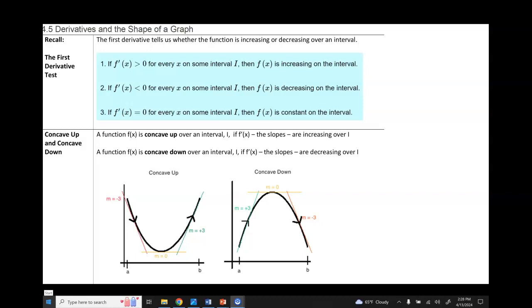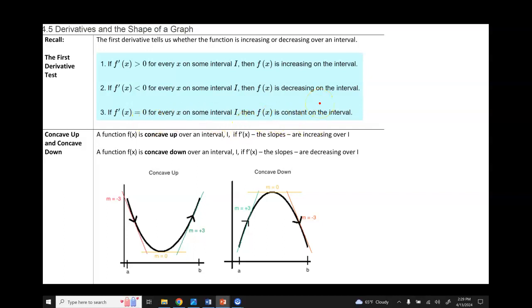In the previous section, we talked about using the first derivative to determine if a function is increasing or decreasing on a particular interval. So if the first derivative is positive, like here, it means that the slope of the tangent line is positive and the function is increasing. If the first derivative is negative, it means that the slope of the tangent line at a particular point is negative, which means the function is decreasing. And if it's equal to 0, then the function is constant.